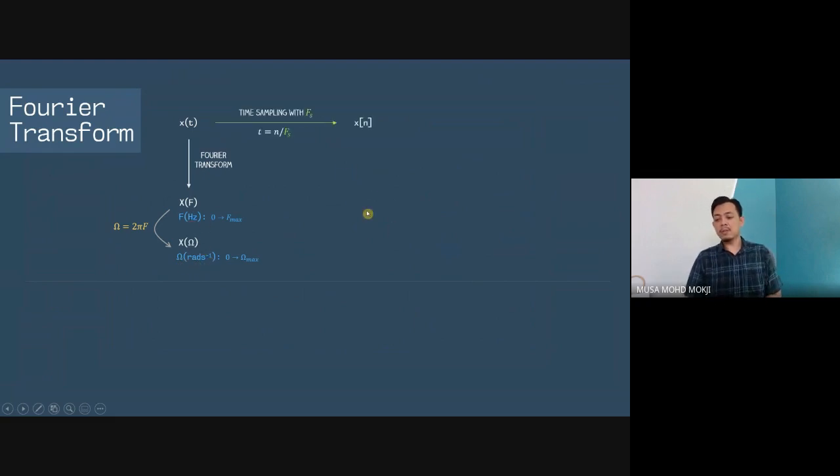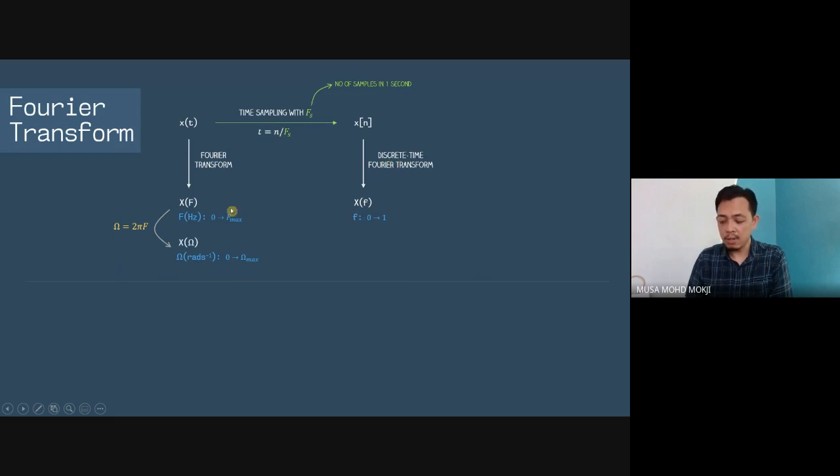But in this course, we are focusing on discrete time signals. So how do we get from a continuous time signal to a discrete time signal? We do sampling, with Fs. And what is Fs? Fs is the number of samples in 1 second. And this is the relationship: t equals n over Fs. And if we do a Fourier transform on this discrete time signal, what we do is a discrete time Fourier transform, instead of the Fourier transform.